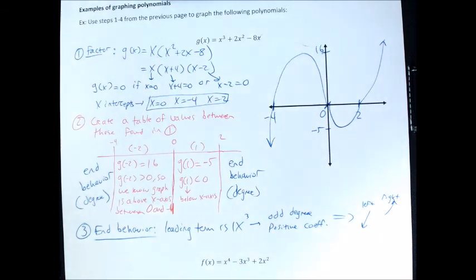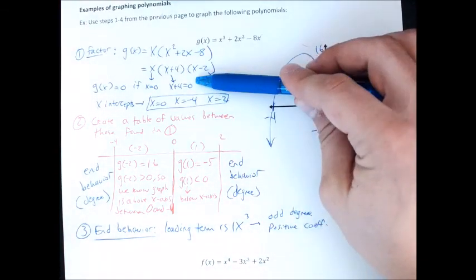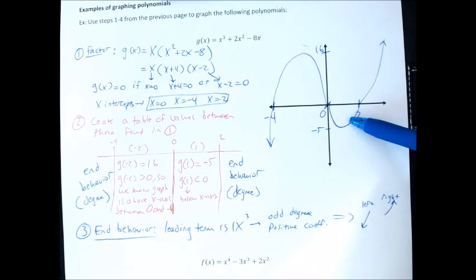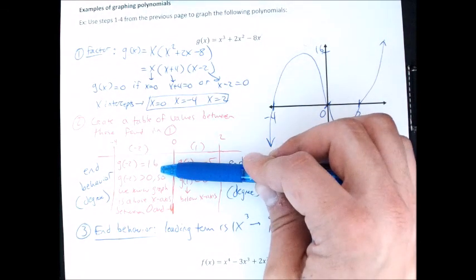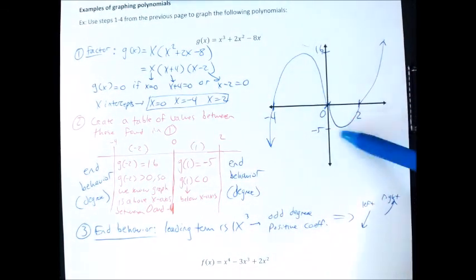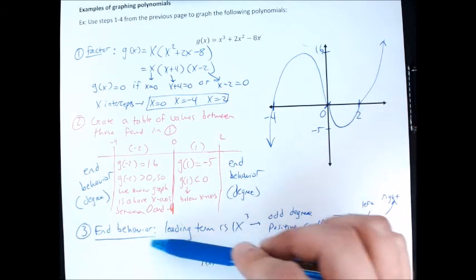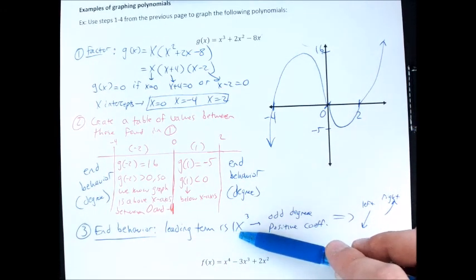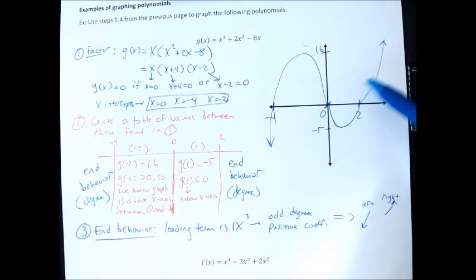So there's those 3 steps. We find the zeros. That helped us list those 3 points. We test a number between them to decide whether we go up or down. And then we look at the first term, or the leading term, to figure out what's going to happen on the edges. Questions?